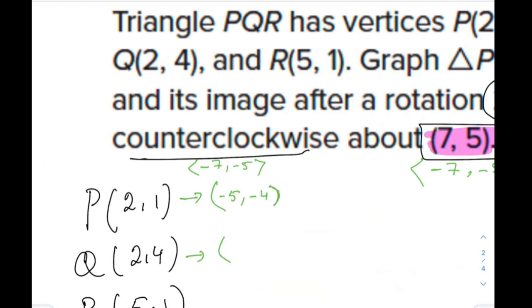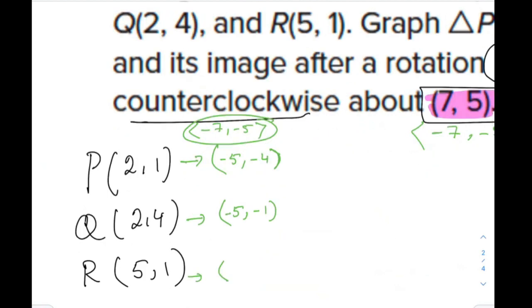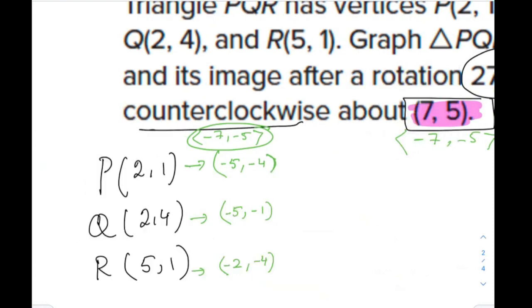And this will be 2. Everything will be added to this one. So this is the first step. 2 plus -7 is -5, 4 plus -5 is -1, 5 plus -7 is -2, 1 plus -5 is -4. This is step 1.